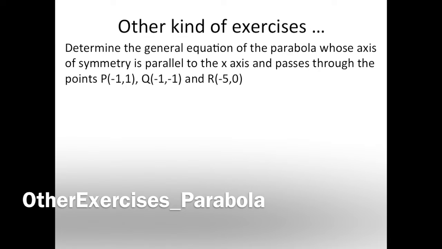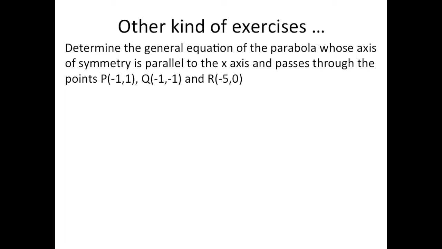Okay, guys, now I'm going to explain the other kind of exercises. There were two types. The first one is whenever I'm giving you 3 points of a parabola. For example, the problem says, determine the general equation of the parabola whose axis of symmetry is parallel to the x-axis and passes through the points P(-1, 1), Q(-1, -1), and R(-5, 0).